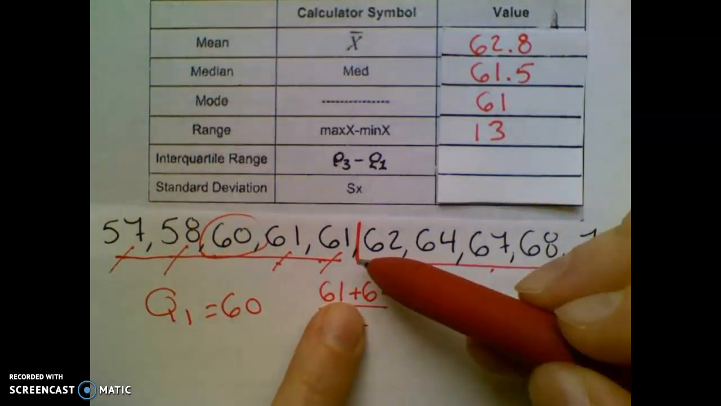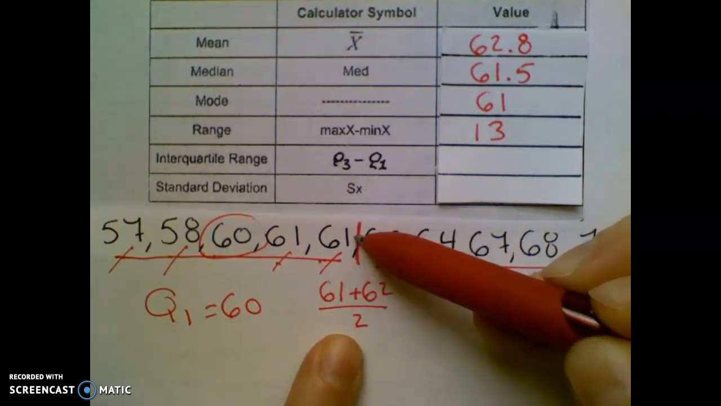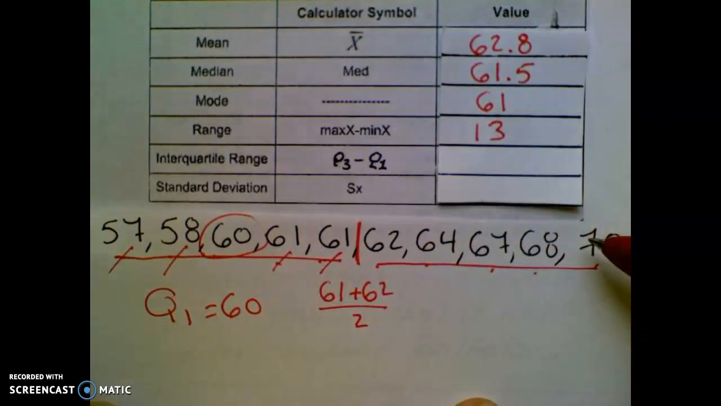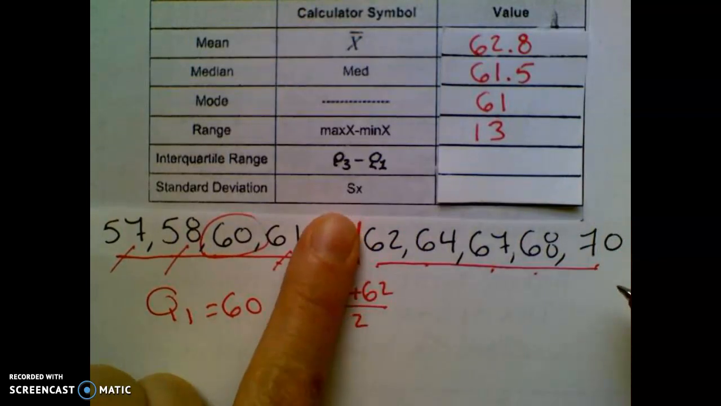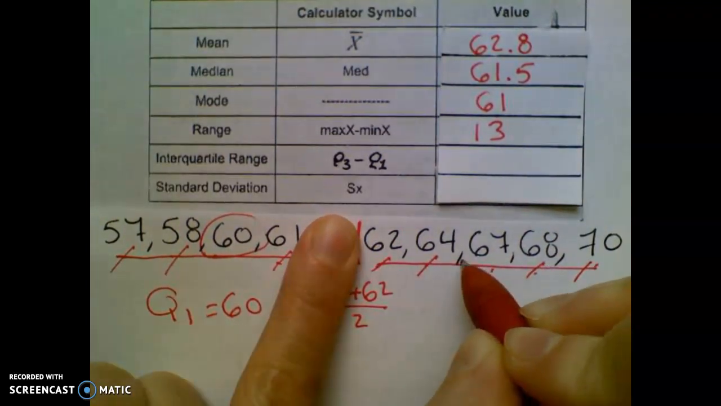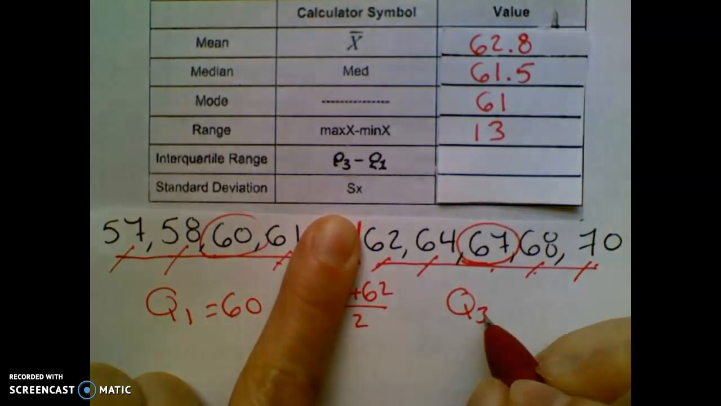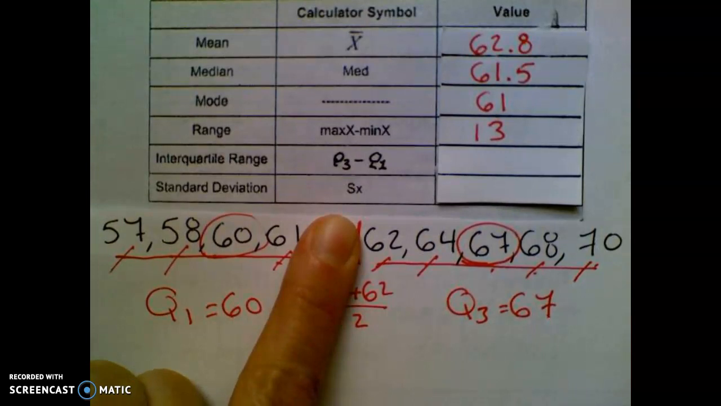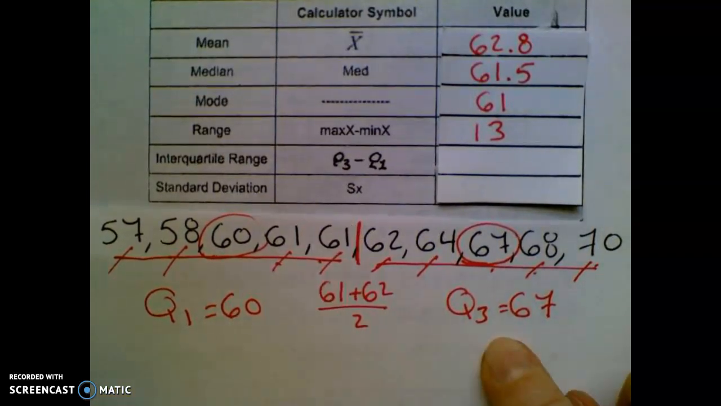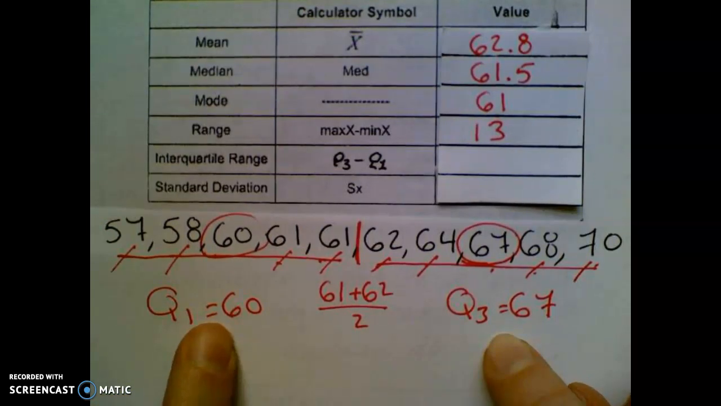Do the same thing on the other side. So my median was 61.5 here, but 62 is included in this upper set here. So count up 1, 2, count down 1, 2. My middle is 67. So Q3 is 67. So the middle of my upper half is 67. The middle of my lower half is 60.